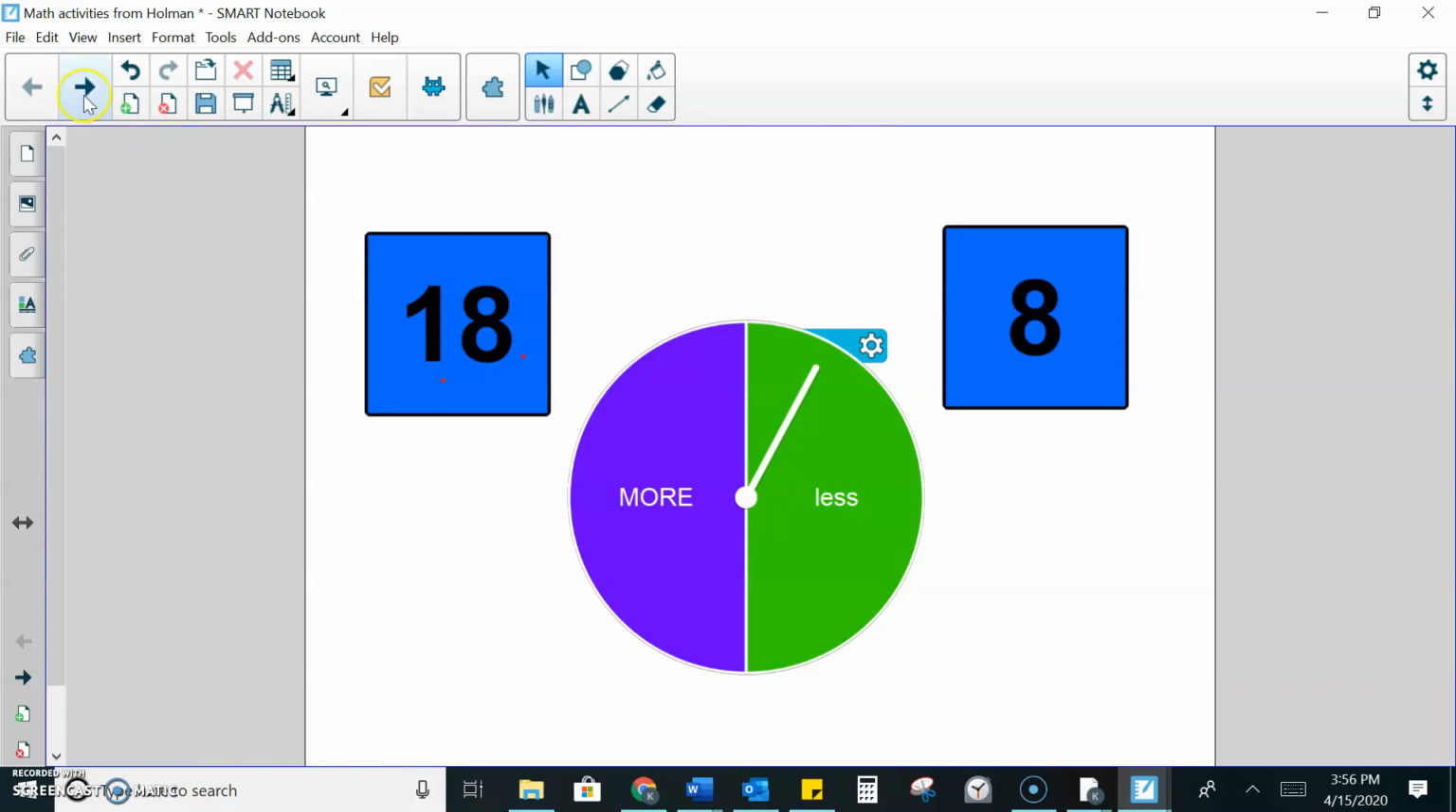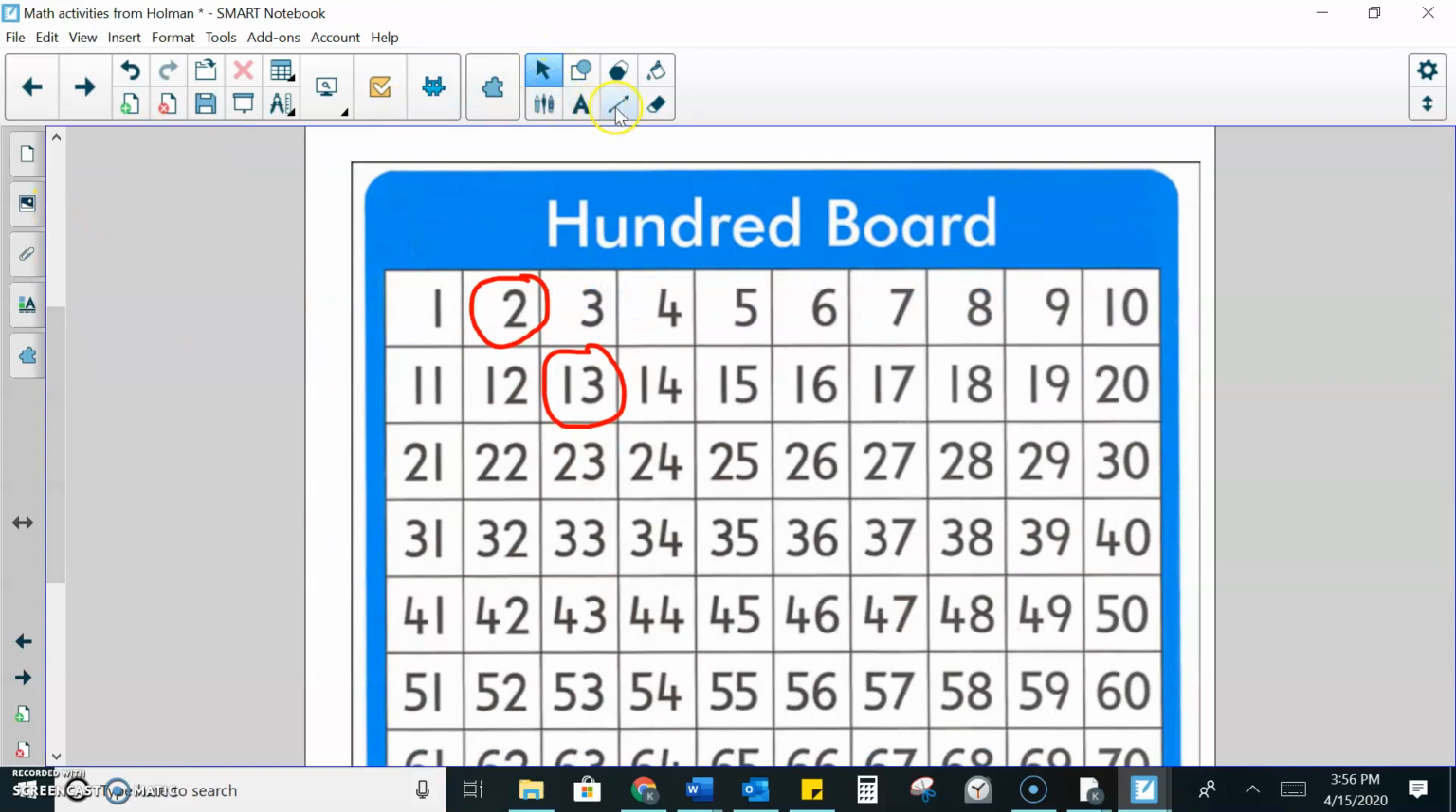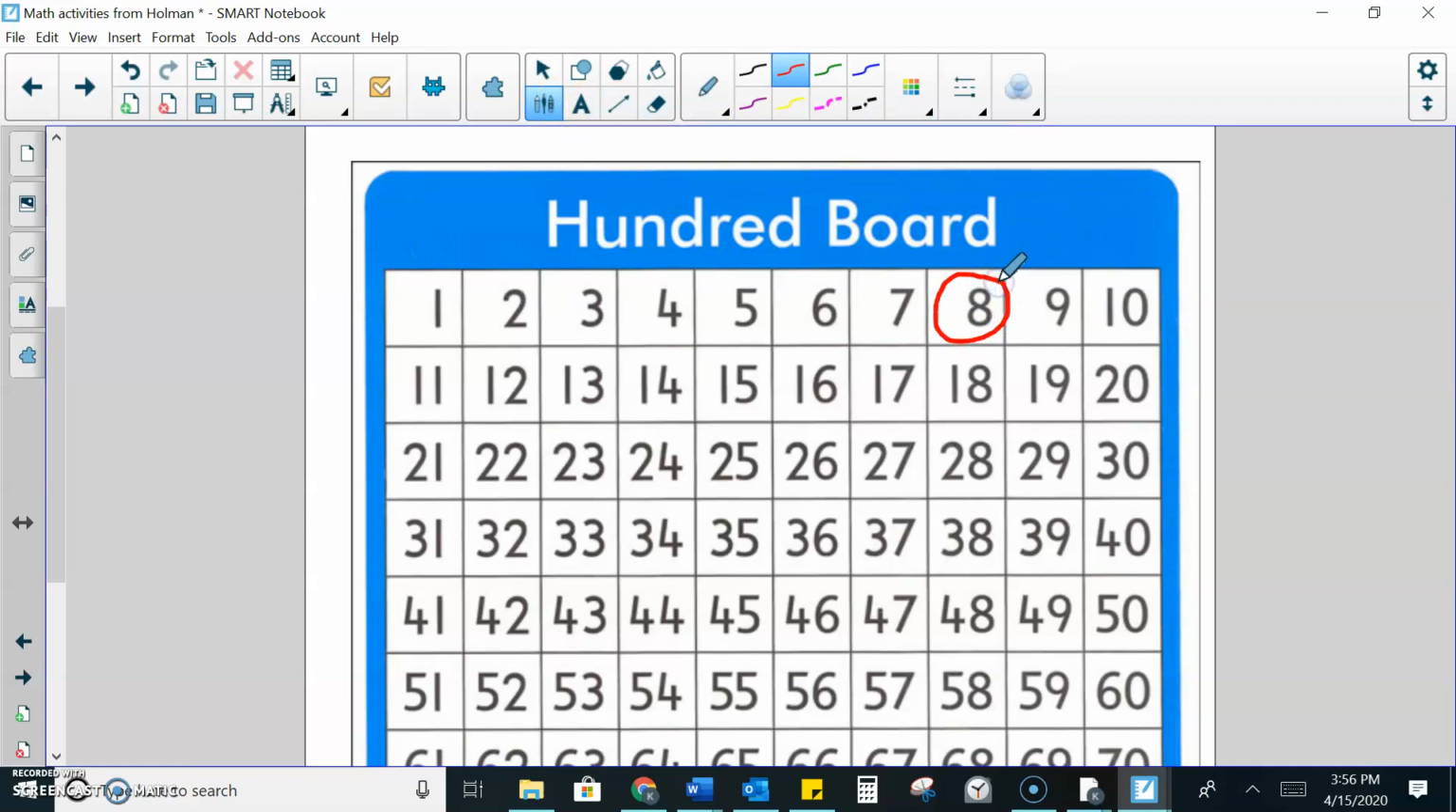Well, let's quickly go to our hundreds chart. Okay, and we're going to find our numbers. Why don't you point to the numbers for me? Can you find the number 8? Excellent. Good. There's the number 8. And now we need the number 18. Good job. And there's the number 18. So we're trying to figure out which number is less. By looking at our hundreds chart, can you tell which one is less?